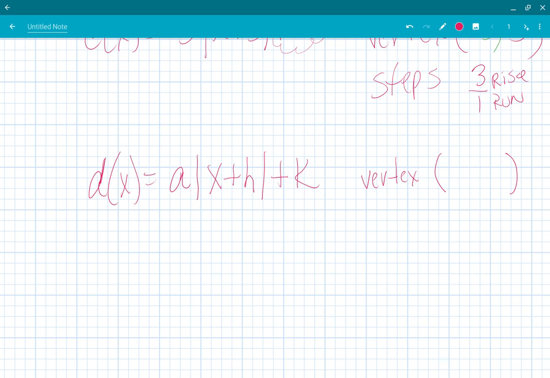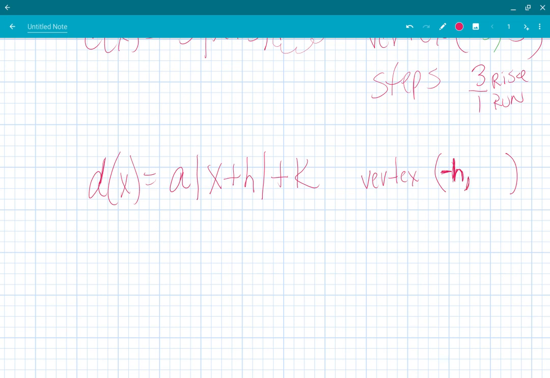Negative h. Yep. I want to say opposite of h. I'm going to write negative h, but I'm going to read it as opposite of h. You guys like that idea better? Because what if h is negative? Then it'll be opposite, which would be what?